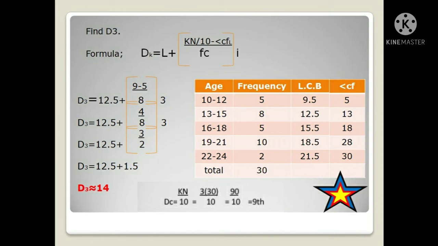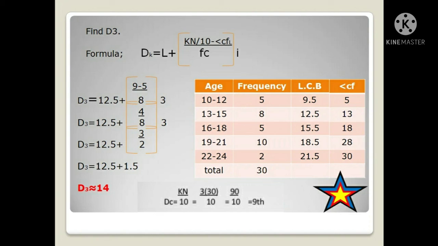In solving the decile, first we need to find the DC is equal to kn over 10. Then the k is 3 and the n is 30, so 3 times 30 over 10 is equal to 90 over 10, equal to 9. The 9 is in between 5 and 13. Substitute the numbers, so the D3 is equal to 12.5 plus open parenthesis 9 minus 5 over 8 close parenthesis times 3.